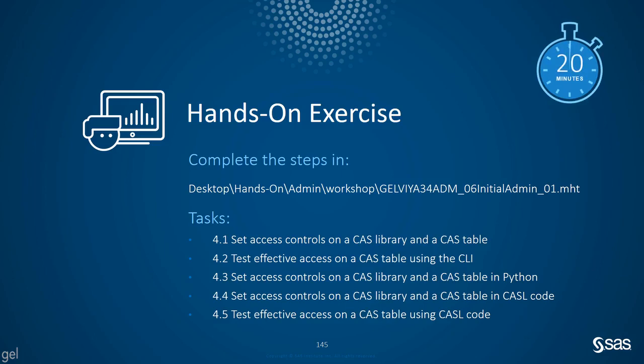All right, we have another hands-on. We're going to set the permissions on the CAS libs for a library and a table. We'll look at testing effective access, similar to what we did for the general authorization system. And then you'll do it in a number of different ways using Python and using PROC CAS code.